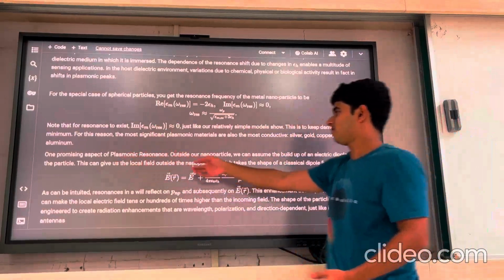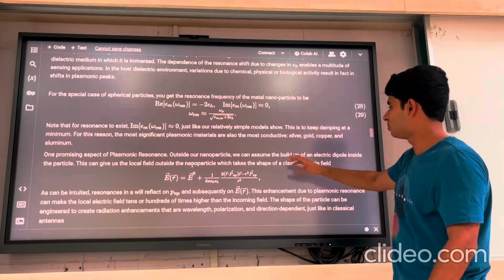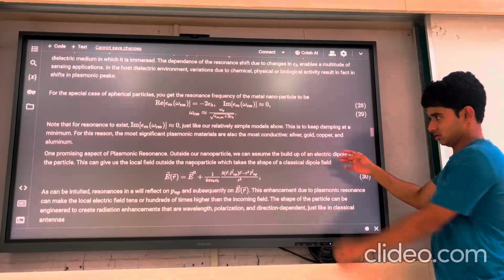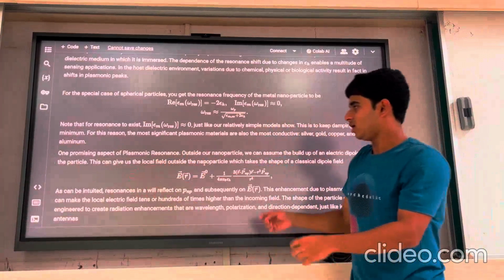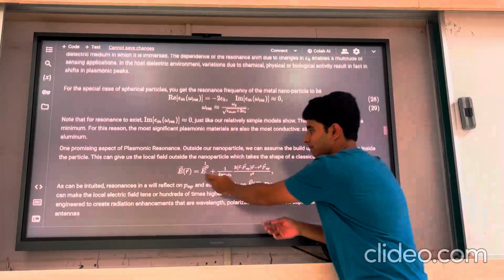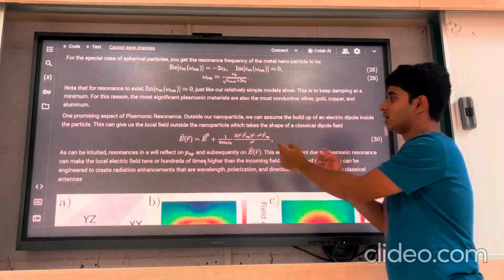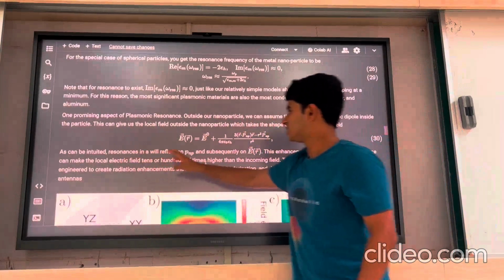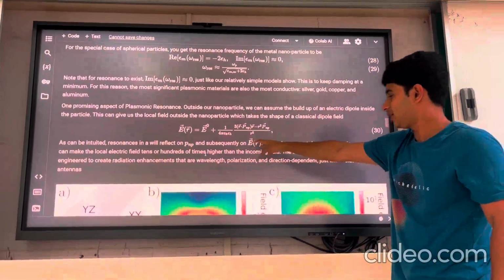One promising aspect of plasmonic resonance is that outside our nanoparticle, we can assume the buildup of an electric dipole inside the particle, and you can get the local field outside the nanoparticle to be the applied electric field from outside plus the electric field due to the dipole. If you think about it, resonances will reflect on PNP and subsequently on ER.